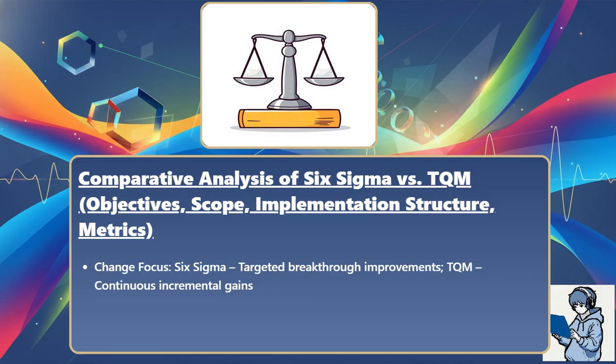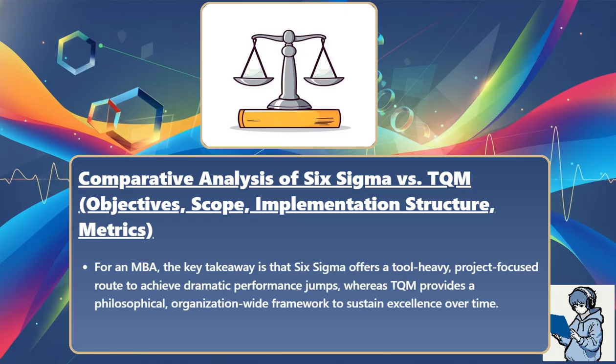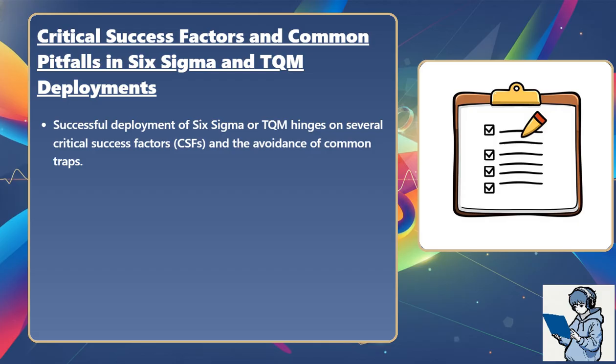Change focus: Six Sigma, targeted breakthrough improvements. TQM, continuous incremental gains. For an MBA, the key takeaway is that Six Sigma offers a tool-heavy, project-focused route to achieve dramatic performance jumps, whereas TQM provides a philosophical, organization-wide framework to sustain excellence over time. Successful deployment of Six Sigma or TQM hinges on several critical success factors, CSFs, and the avoidance of common traps.